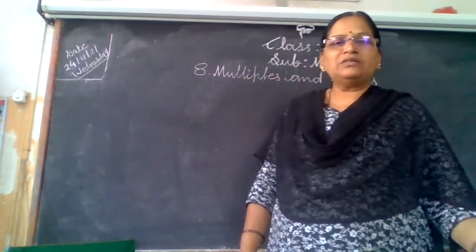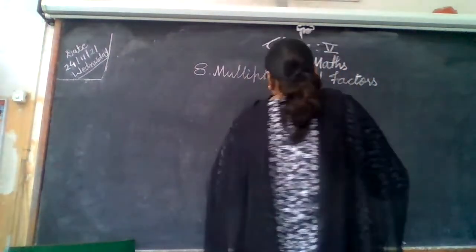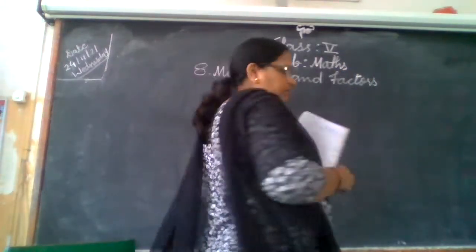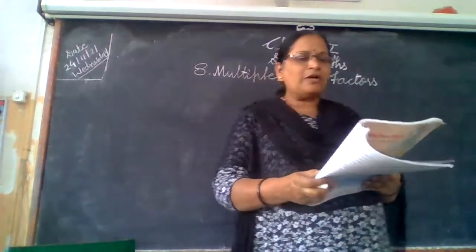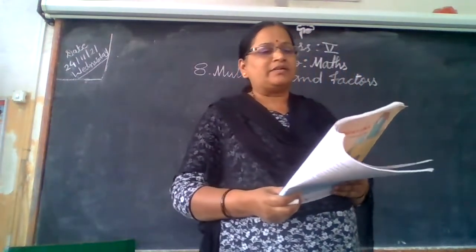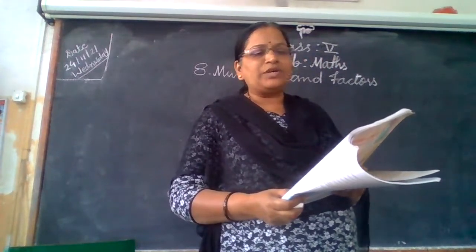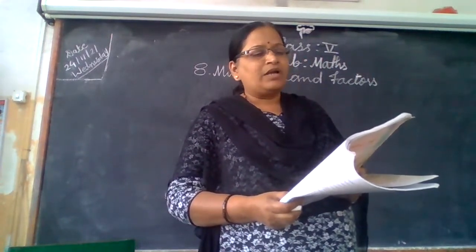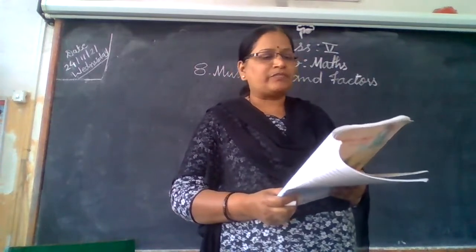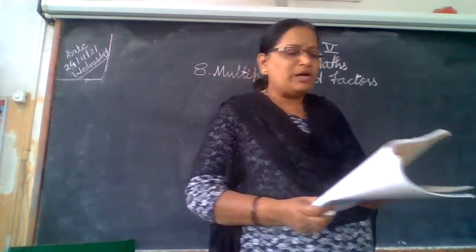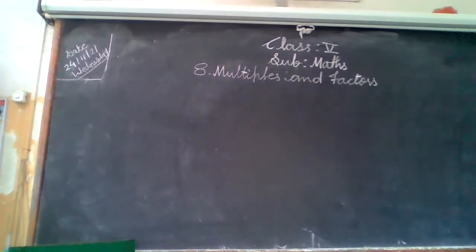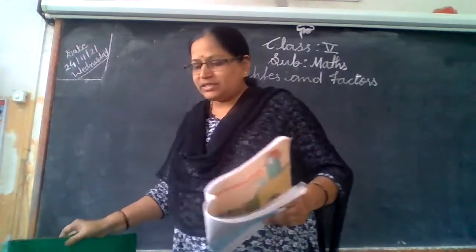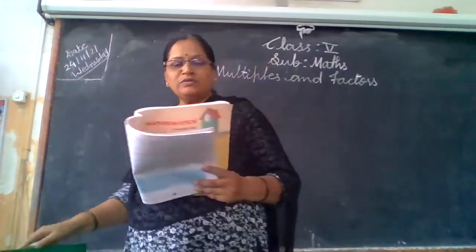Okay, and we have learned what the multiples are and what the factors are. Now see children, in your book, one activity is given. Activity 1, problem set 35. Write numbers 1 to 60. So in this activity, we will write the numbers from 1 to 60.